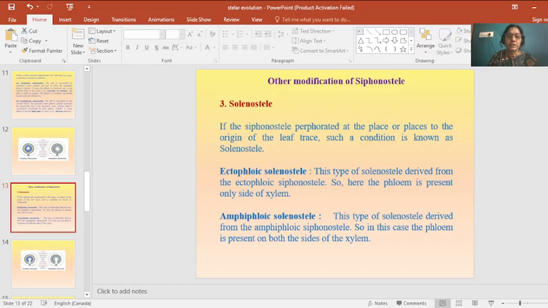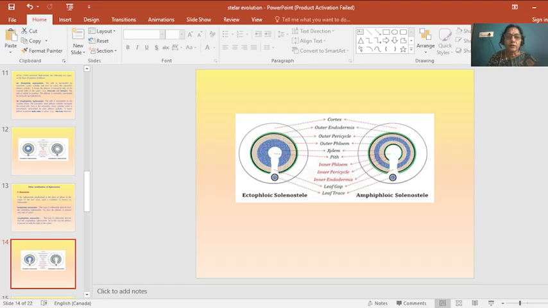One is known as ectophloic solenostele, which has been derived from ectophloic siphonostele. Here the phloem is present only on the outer side of the xylem. The other is amphiphloic solenostele, derived from amphiphloic siphonostele, where the phloem is present on both sides of the xylem. This is the ectophloic solenostele and amphiphloic solenostele.